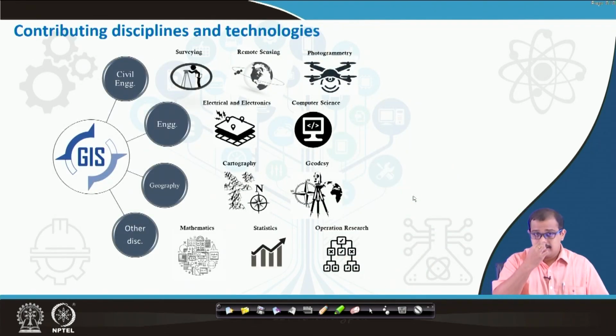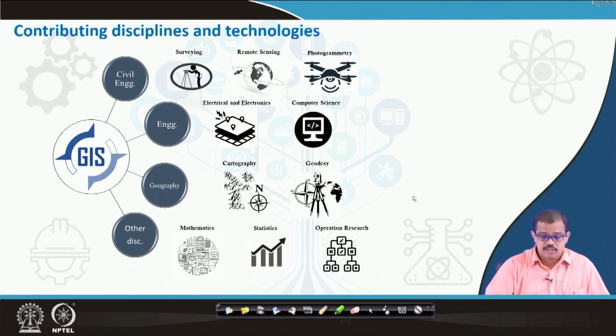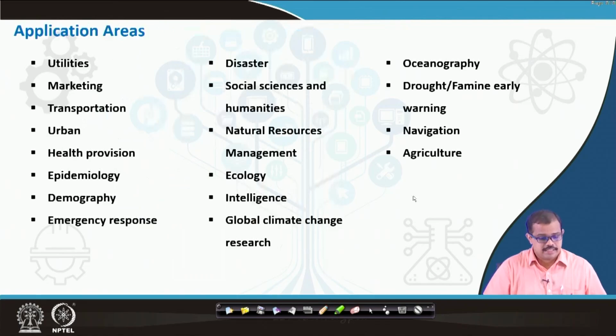As I said, GIS is not just one discipline, it has various contributing disciplines. Anyone with any background can become a GIS user, can be an advanced GIS user, and it is extremely useful for societal applications. It may be a surveyor, a cartographer, an electrical electronics engineer or diploma holder, a computer science engineer, or anyone who understands the concepts of geodesy, statistics, mathematics, operation research. Any of these can be an applicative area when you look at GIS as a technology.